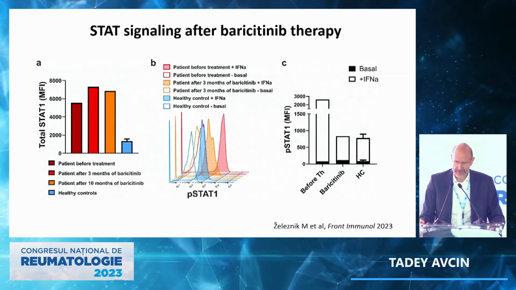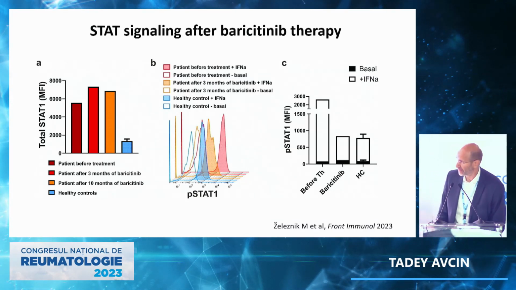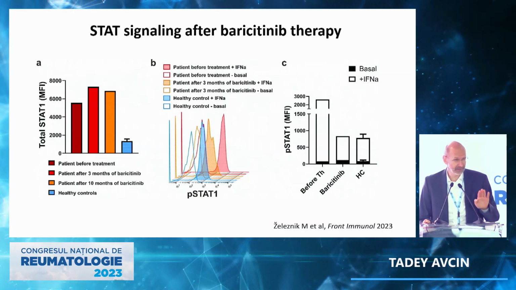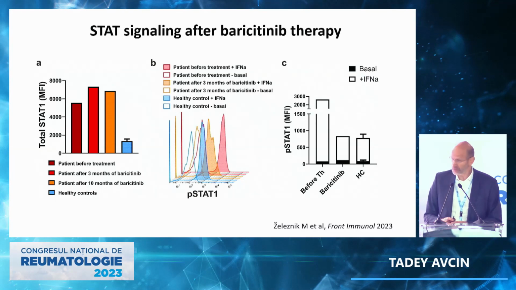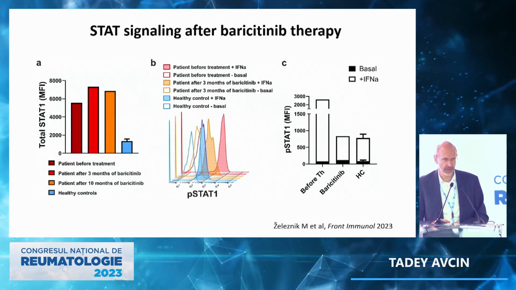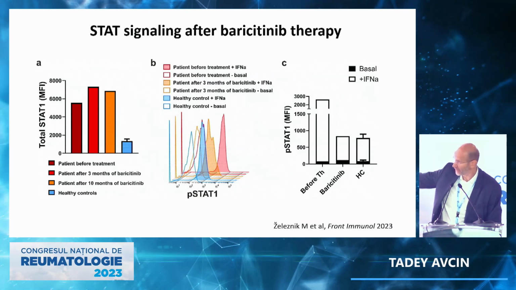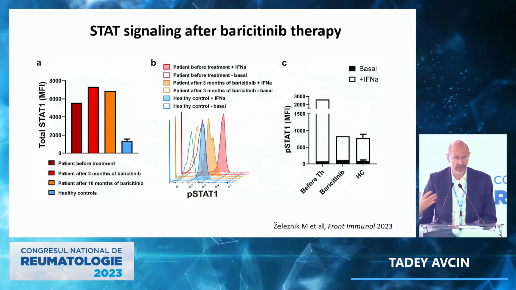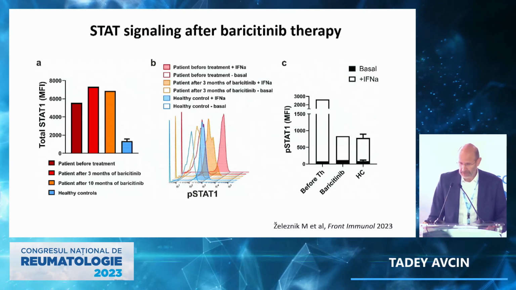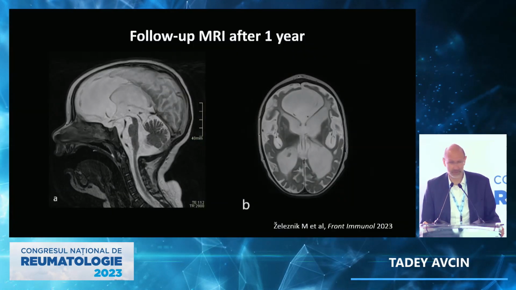We checked JAK-STAT signaling in this patient. On the left-hand side, you can see before and after baricitinib. The total STAT1 did not change, but phosphorylated STAT1 after 15 minutes of interferon alpha stimulation was significantly reduced after baricitinib. So we were quite happy that it showed this could be somehow beneficial for this patient, but neurologically he was not improving.